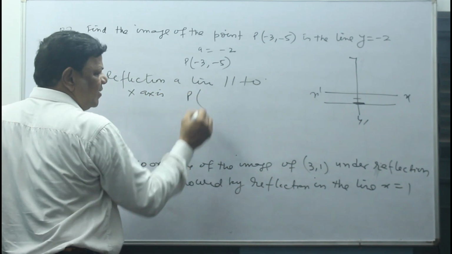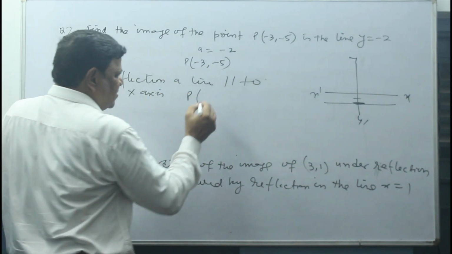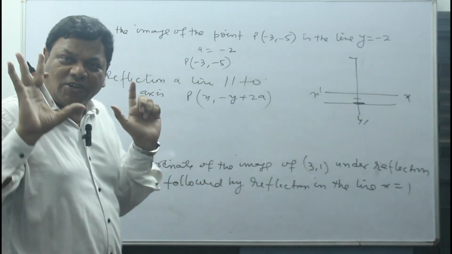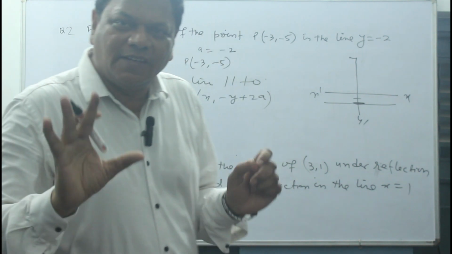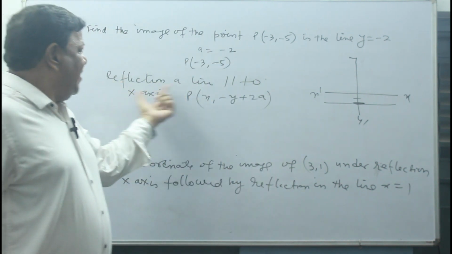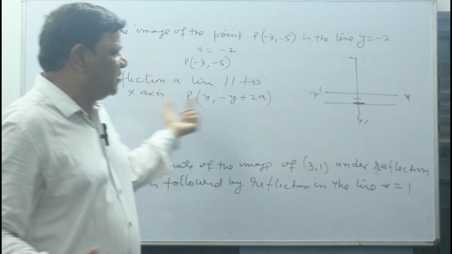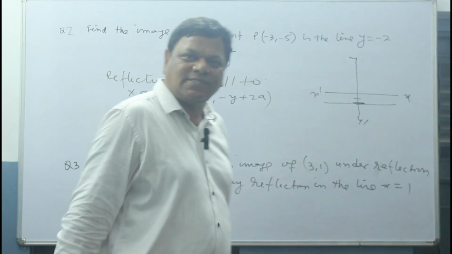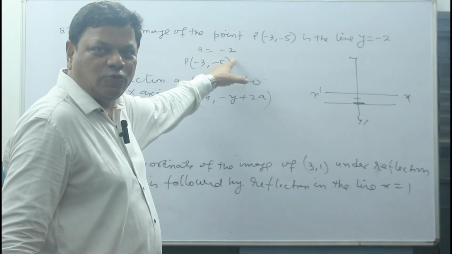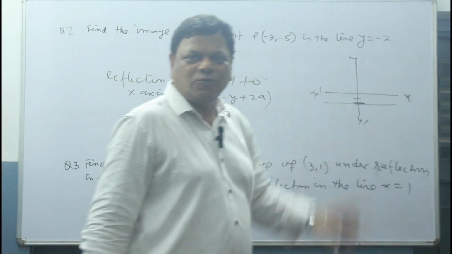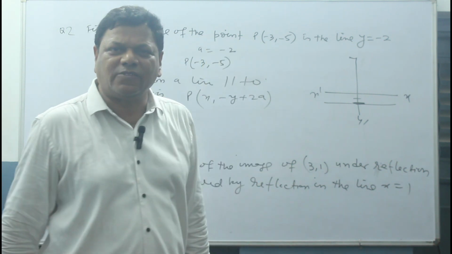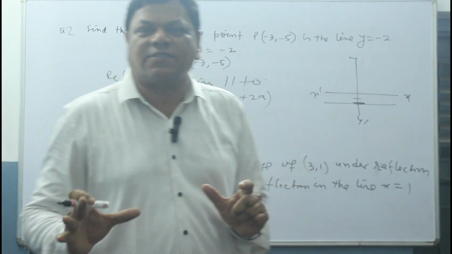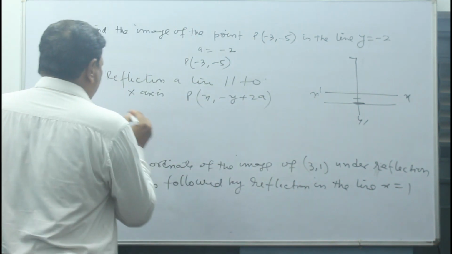What is the formula? X-axis means y sign will change. So this is the formula. First I am writing the formula so that you are clear. Formula already given. So again I am writing parallel to x-axis. From where I got the x-axis? See the figure. Y equal to minus 2 means parallel to x-axis. What is the value of A? A is minus 2. From where I got this? A is minus 2. What is the point? Point is minus 3 minus 5. Now this is the formula. Formula I have written so that once you remember this. Okay. Now we have to find the answer.